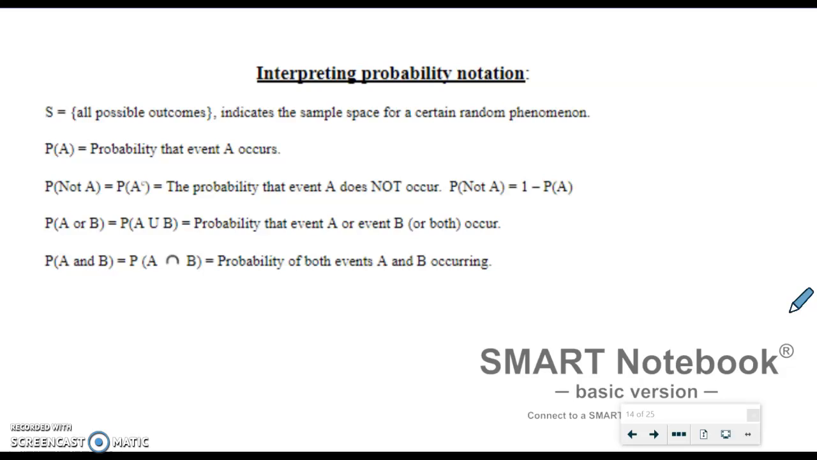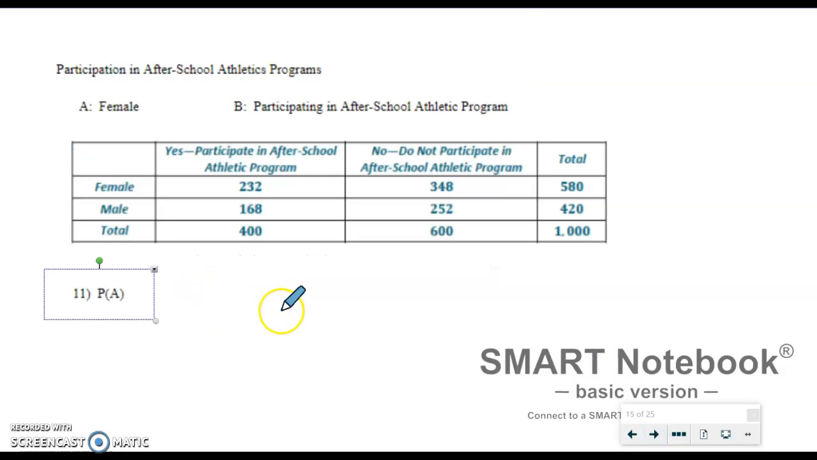The probability of not A is, remember we talked about in the last video, the complement. That's the probability that A does not occur, and we talked about how it's 1 minus the probability of A. The probability of A or B, or the probability of A union B, equals the probability that A or B, or both, can occur. And the probability of A and B, or A intersection B, is the probability of both A and B occurring.